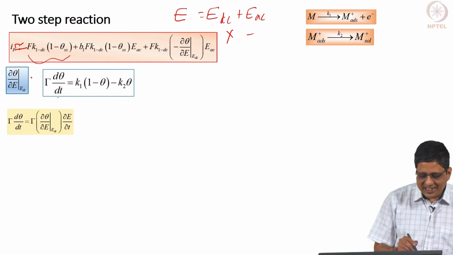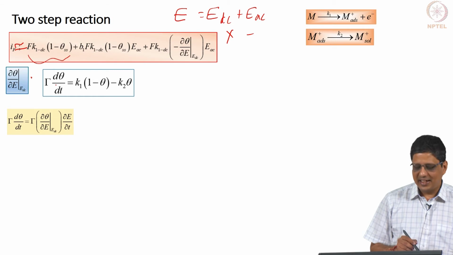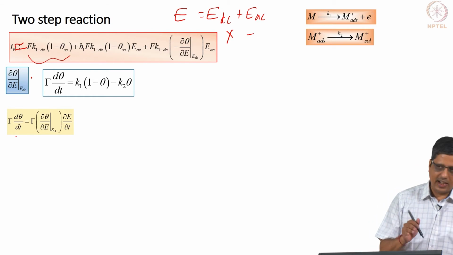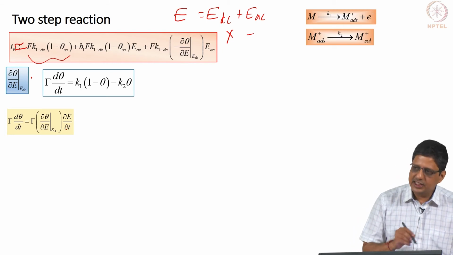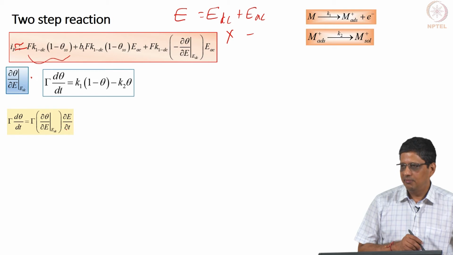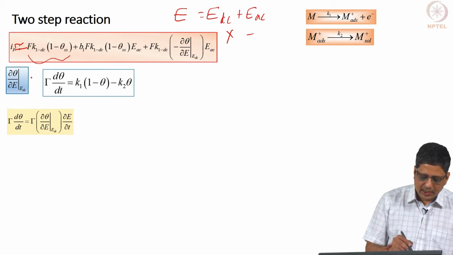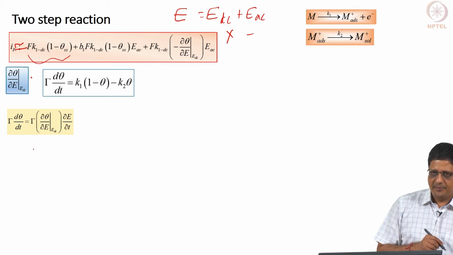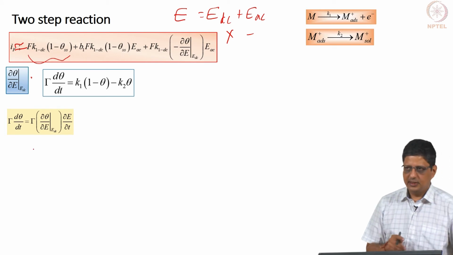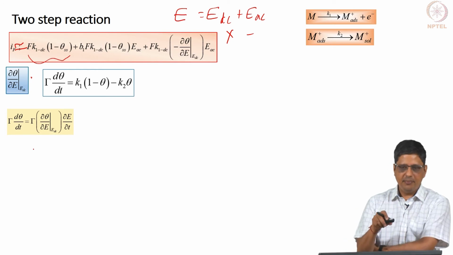Now, I want to write first the expression on the left hand side, d theta by dt. The theta varies because we are applying an AC potential. We know how the potential changes with time. So, I want to write it as d theta by dE, dE by dt. Now, how do I write dE by dt? There are a couple of ways. I would like you to look at this carefully.